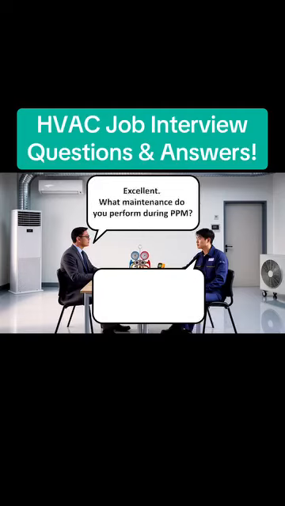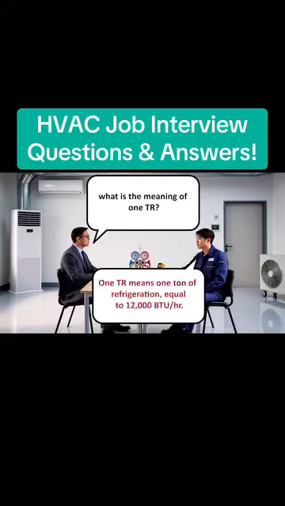Excellent. What maintenance do you perform during PPM? We clean filters, check pressures, inspect sensors, test electrical connections, and ensure all components work properly. What is the meaning of 1 TR? 1 TR means 1 ton of refrigeration, equal to 12,000 BTU per hour. It defines the cooling capacity of a system.